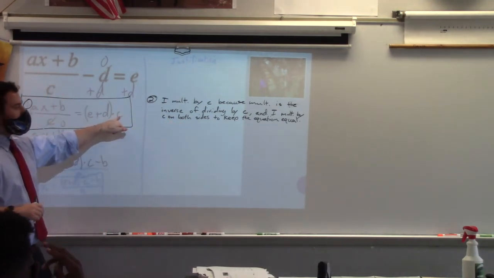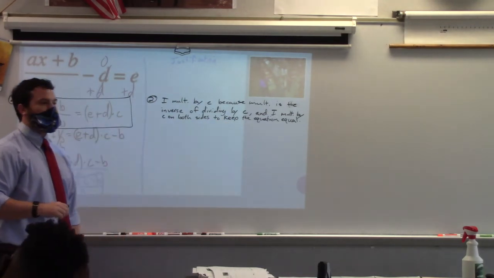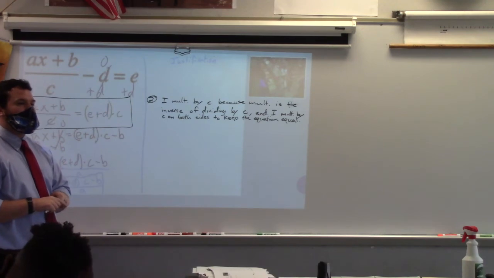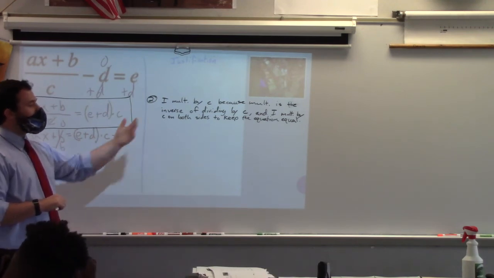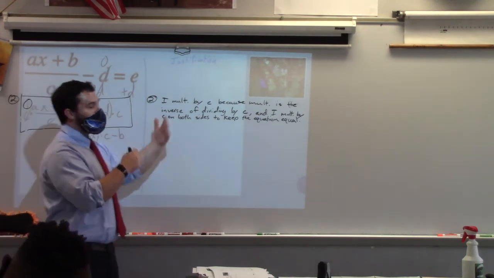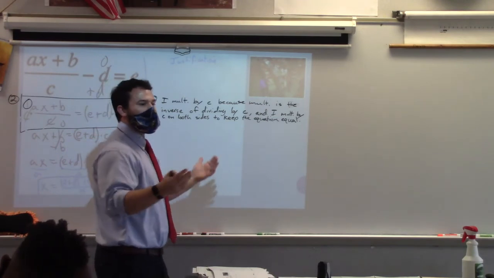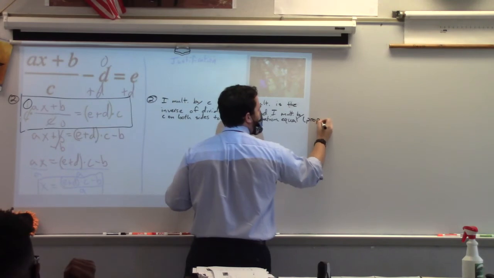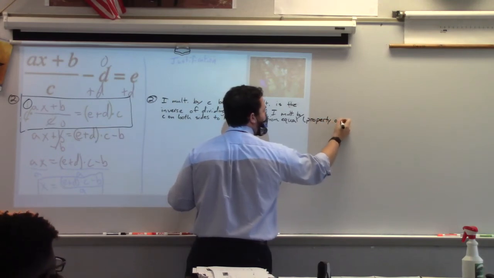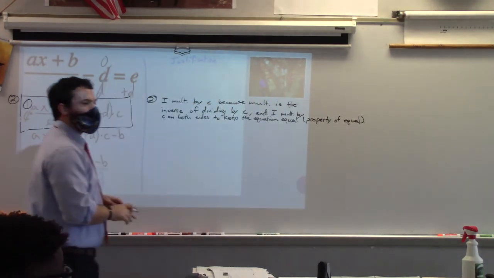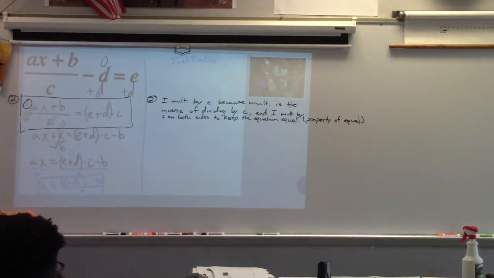Yes. And does that keep the equation equal? Okay, why do we know that keeps the equation equal? By the properties of equality, right? So the only other thing I would maybe add here is by the property of equality. But that's what you're saying here. To keep the equation equal, that's the property of equality. So, Julia, do you think that's enough, or do we need to add something else? Does that cover everything?